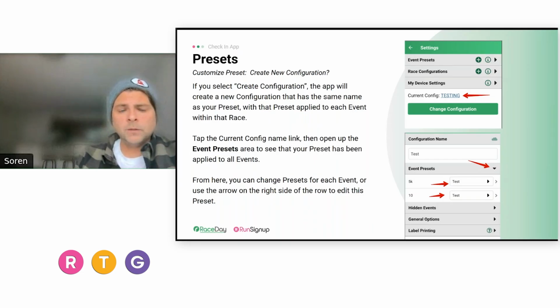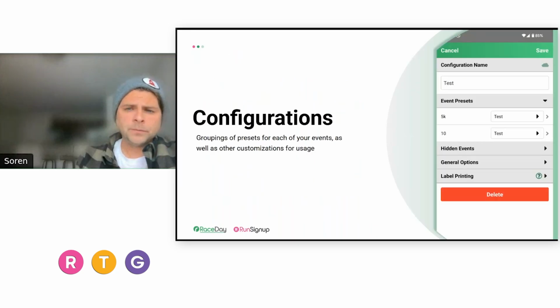You can tap the current configuration name link and open up the event presets area to see your preset has been applied to all those events, indicated by the red arrows here. From here, you can change which presets for each event are being used. So this is where you might say, okay, the 5K and 10K are going to have this individual preset, but then again, the relay would have a team or a relay preset being used. And this leads us to configurations.